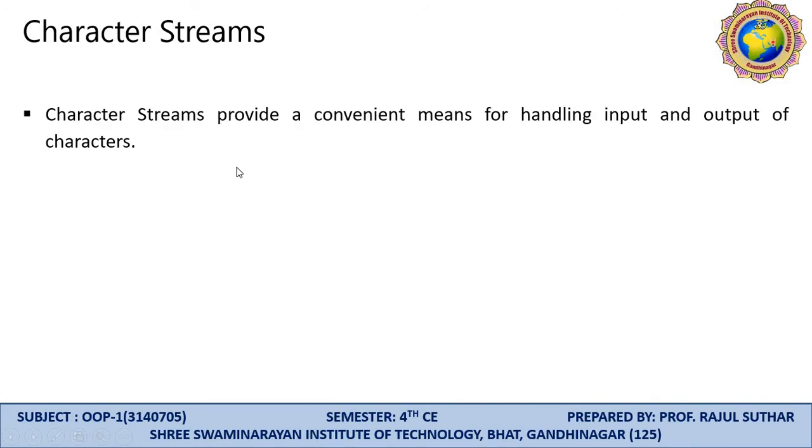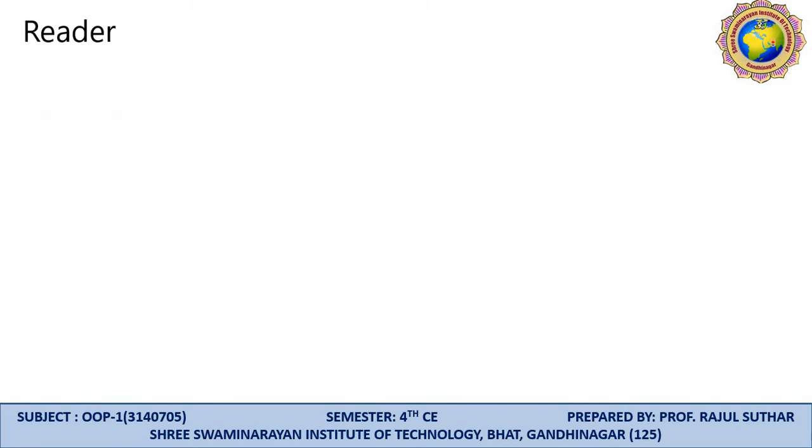Character set. What is a character set? Character streams provide a convenient means for handling input and output of characters. Internationalization is possible as it uses Unicode characters. We are all familiar with ASCII and Unicode characters. American Standard Code for Information Interchange, that is the ASCII character.